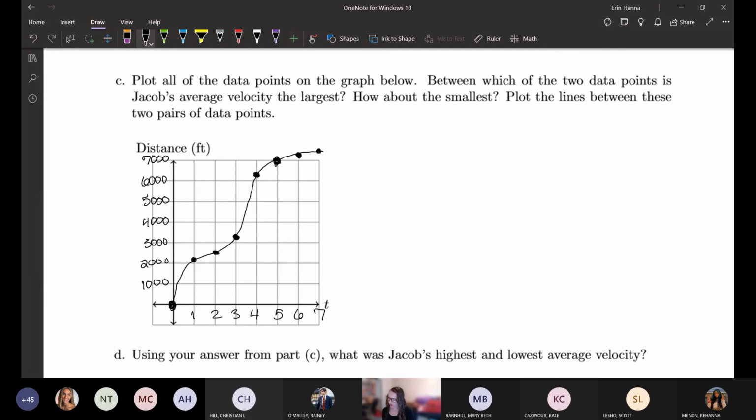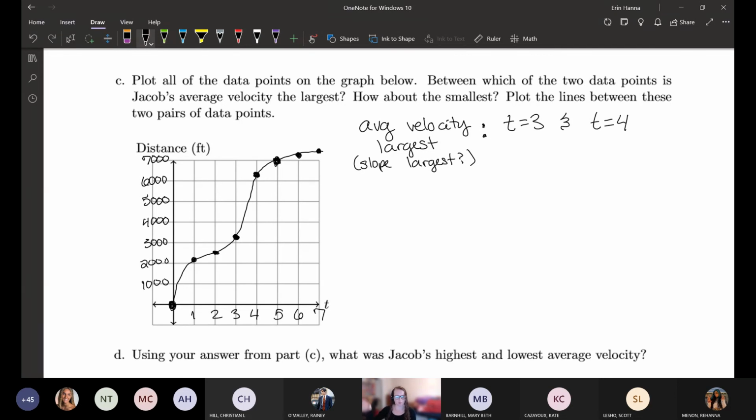So we want to figure out which two of the data points has the average velocity being largest. And what you want to think about here is remember that the average velocity is an average rate of change, so it's a slope. So you kind of want to think to yourself, when is the slope largest? Between what two points is the slope the largest? And that would look like it's most likely between t equals 3 and t equals 4, because that's when we suddenly make that really large jump between the two of them. 0 to 1 is also a pretty steep jump as well, but the one between 3 and 4 looks like it's probably going to be a bit steeper.